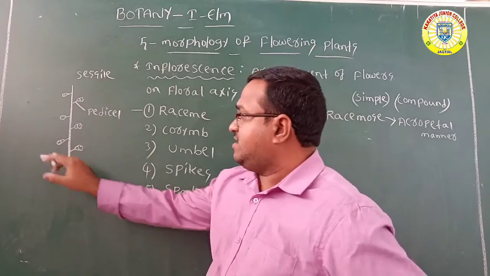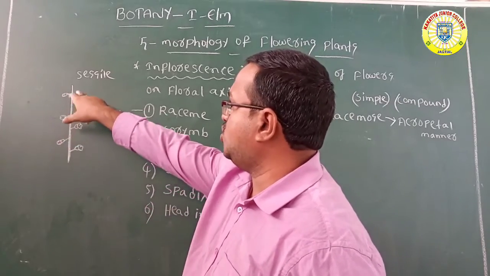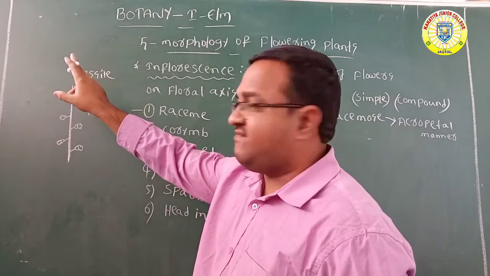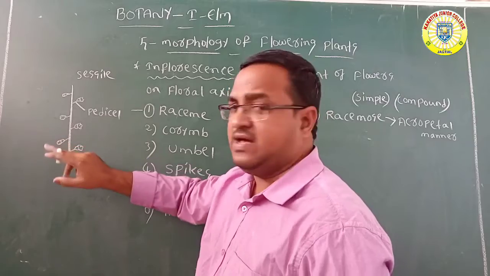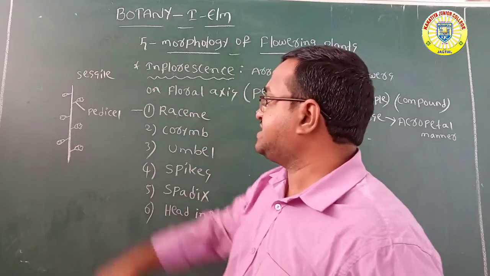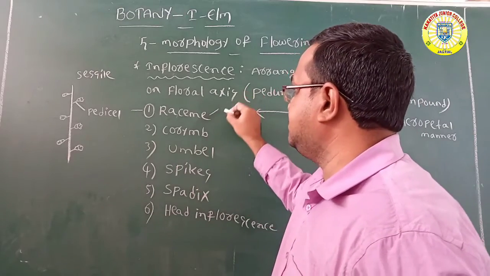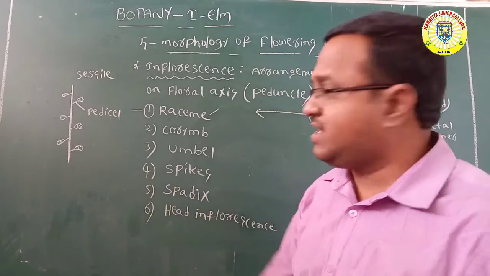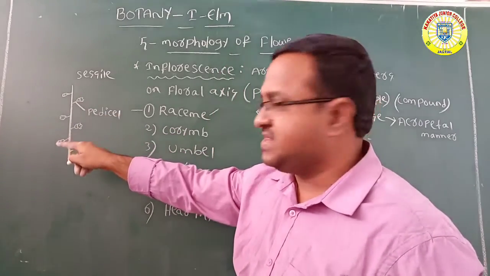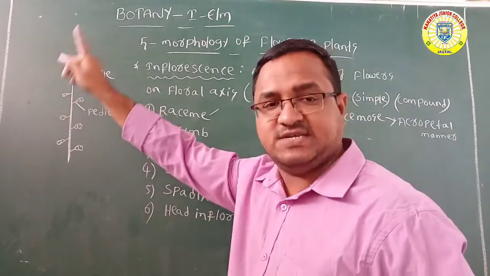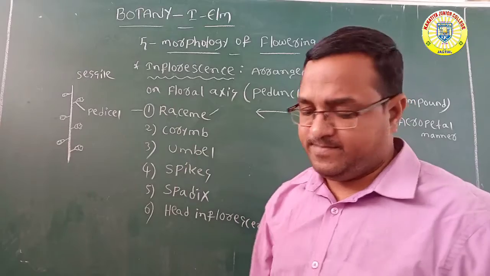Okay. So here is the floral axis, the peduncle. The floral axis continues to grow. Flowers are arranged on the floral axis in acropetal manner, means base to top. This type of inflorescence is called racemose, simple racemose. Here there are no branches, only a single floral axis. Suppose the floral axis has branches, then on the branches also the flowers are arranged in acropetal manner.